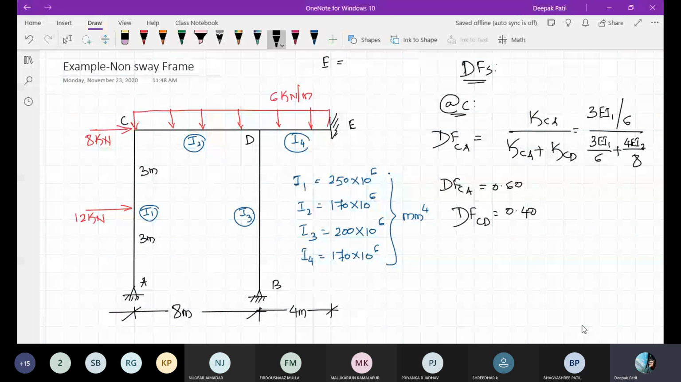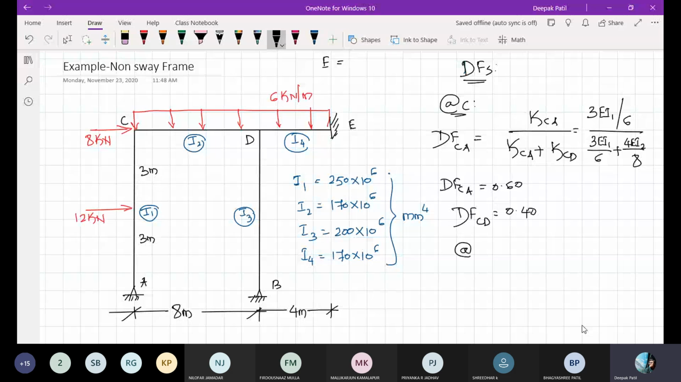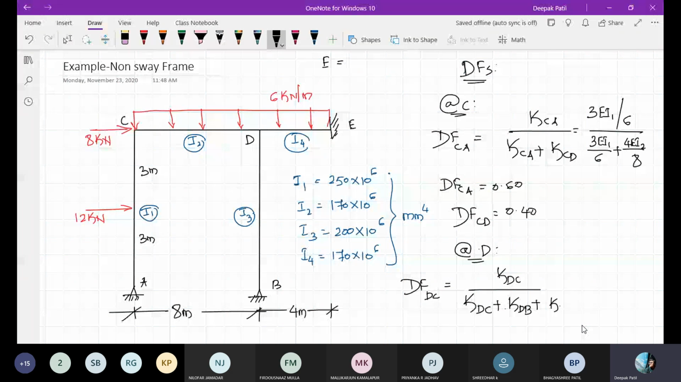Okay, we calculated at joint C. Let me move on and calculate at joint D now. So the distribution factor DC, let me calculate first. DFDC is equal to KDC divided by KDC plus KDB plus KDE.